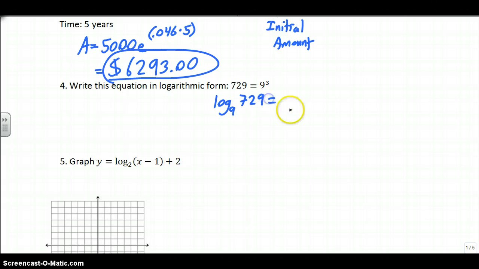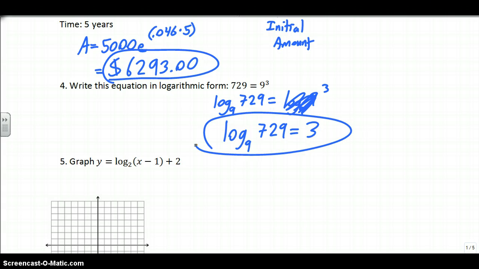And you might be thinking, why would I do log base 9 of that? Well, the answer is, what happens with log base 9 of 9? It goes away. It cancels itself out. It's 1, technically. Which means the 3 comes out front, and we're left with log base 9 of 729 equals 3. Ta-da! We're in logarithmic form. That's it. There's no need to solve anything.